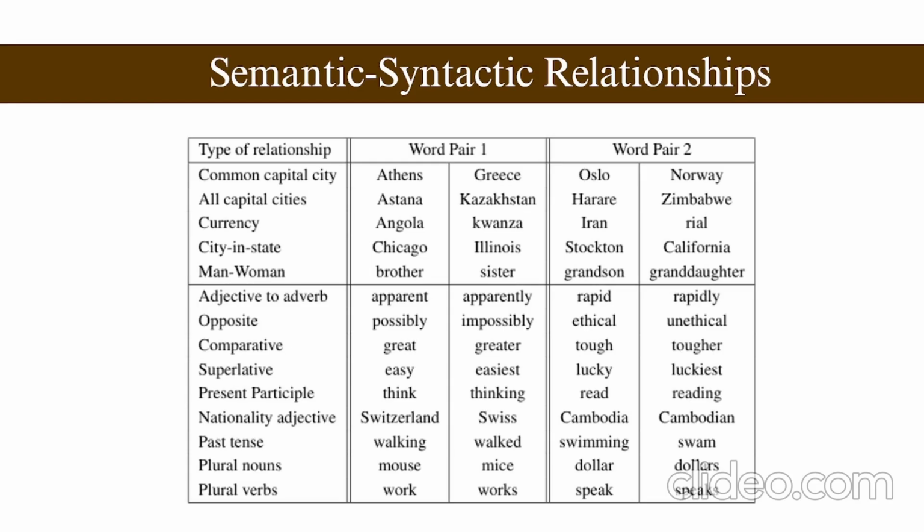Here are some examples of the semantic and syntactic relationships on the basis of common capital city, currency, city in state, man, woman, opposite, comparative, superlative, present participle, adjective to adverb, past tense, plural nouns, plural verbs, and so on.